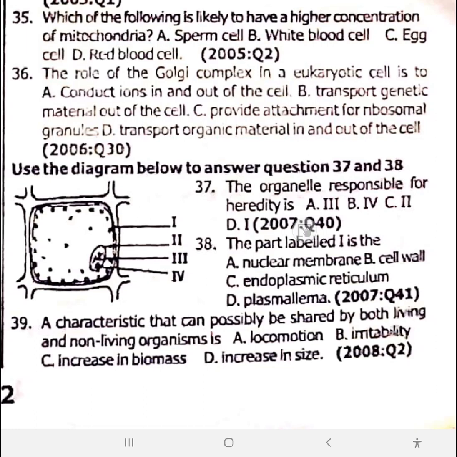Now, hereditary. This diagram is not the best of it. Why IV is called the ribosome. Let's check. The part labeled I is the cellular cell wall. So 38, cellular cell wall, option B. This one is the cellular cell wall.